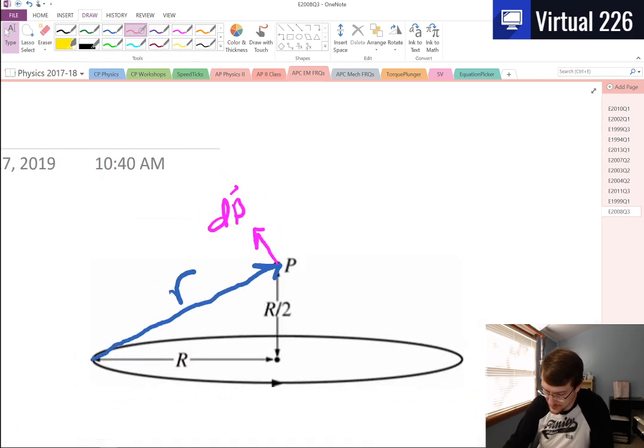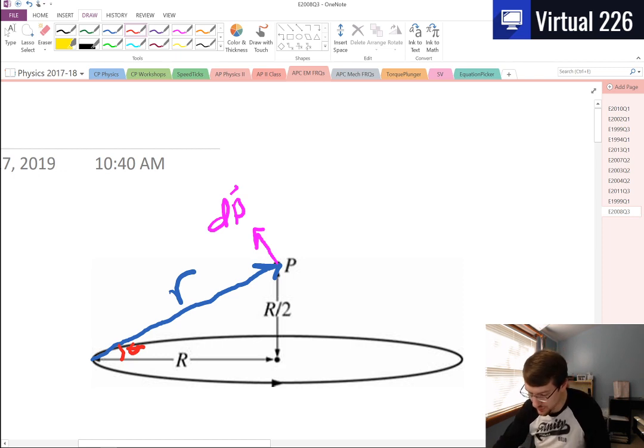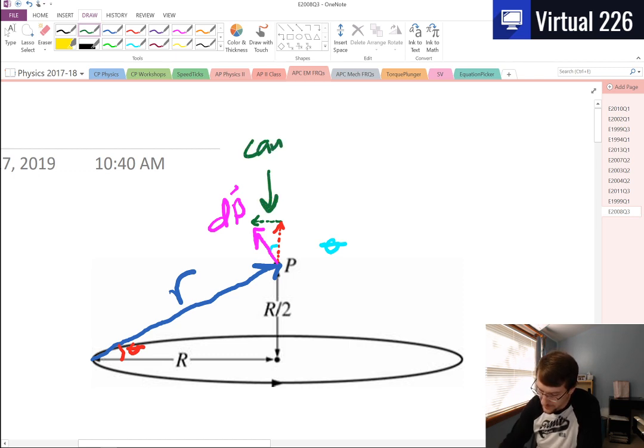And what this means, if there is some angle theta here, we can actually prove, just some geometry time, that this angle on the inside right here is also theta. Okay? Now this is important because what we're going to see is that if I take this dB and break it up into its vertical and horizontal components, these horizontal components here, they're canceled.